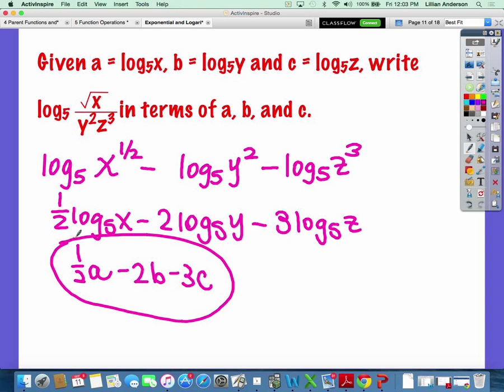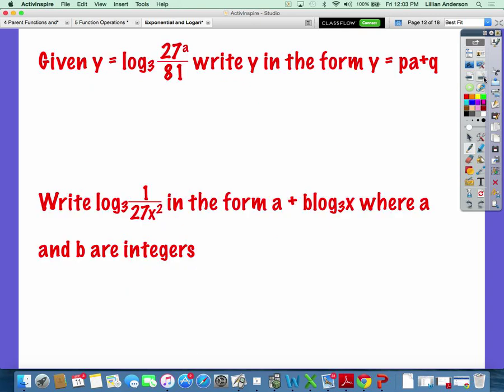Questions? There's some other ones I want you guys to do. Alright, so how can I write that in the form of y equals pa plus q?